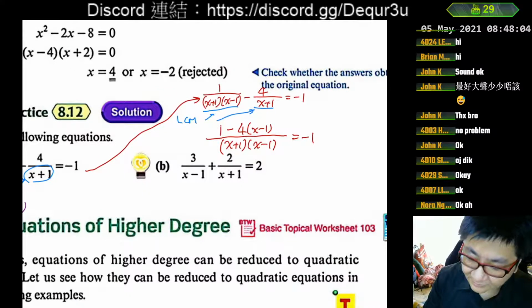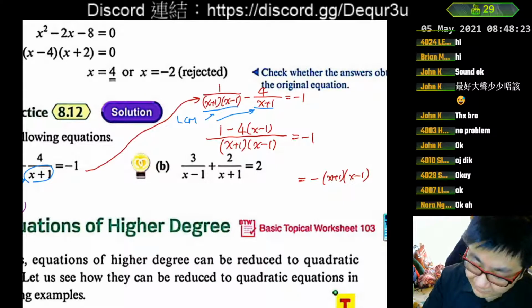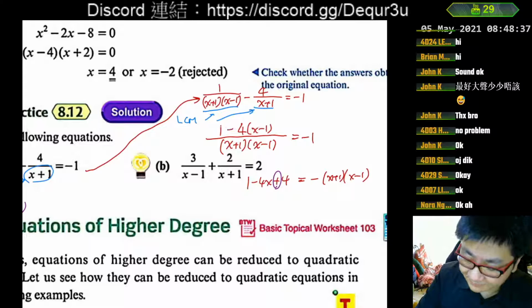Then again the same usual step. After the common denominator, we move the denominator by multiplying to the right hand side. We can do this all in the same step, then move to the other side. While for the upper one, we can also do some simplification. That is 1 minus 4x plus 4. Be careful about this 4. Minus, then becomes plus. Be careful when we do expansions like this.